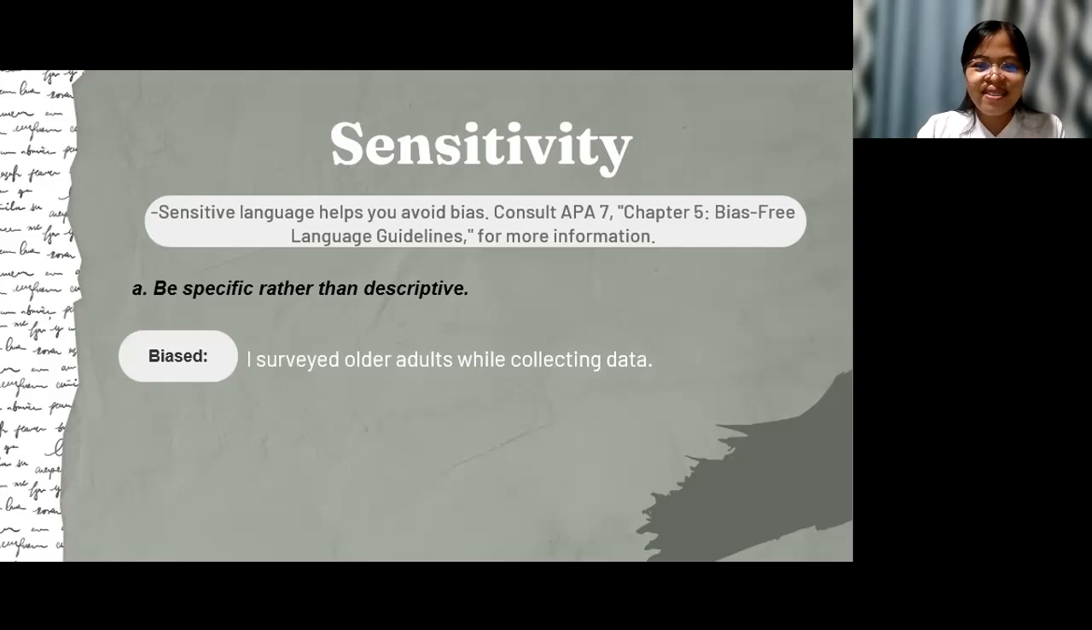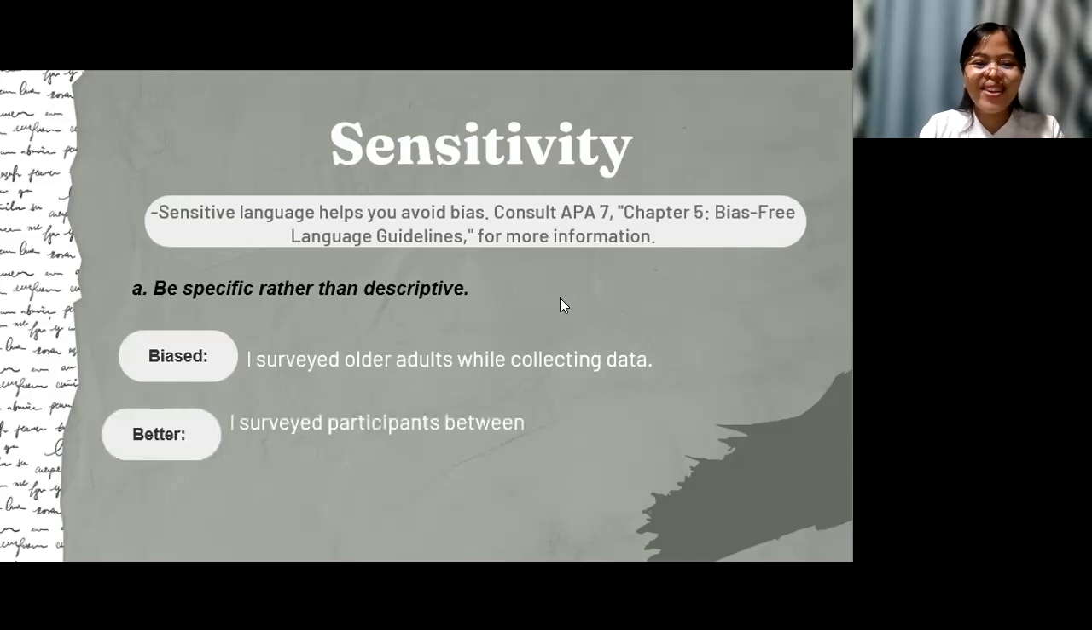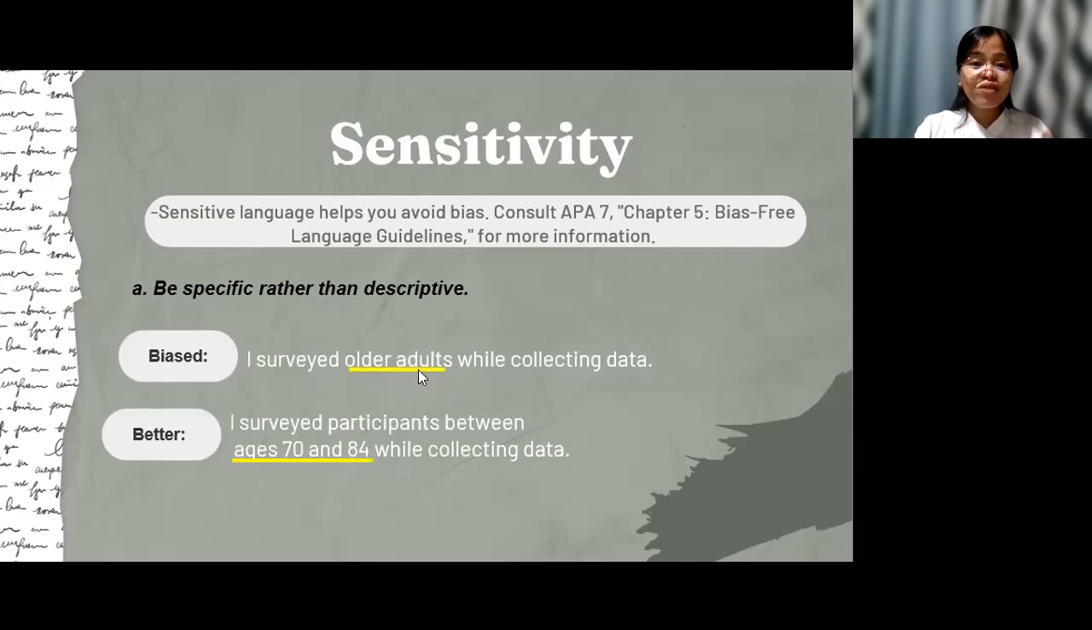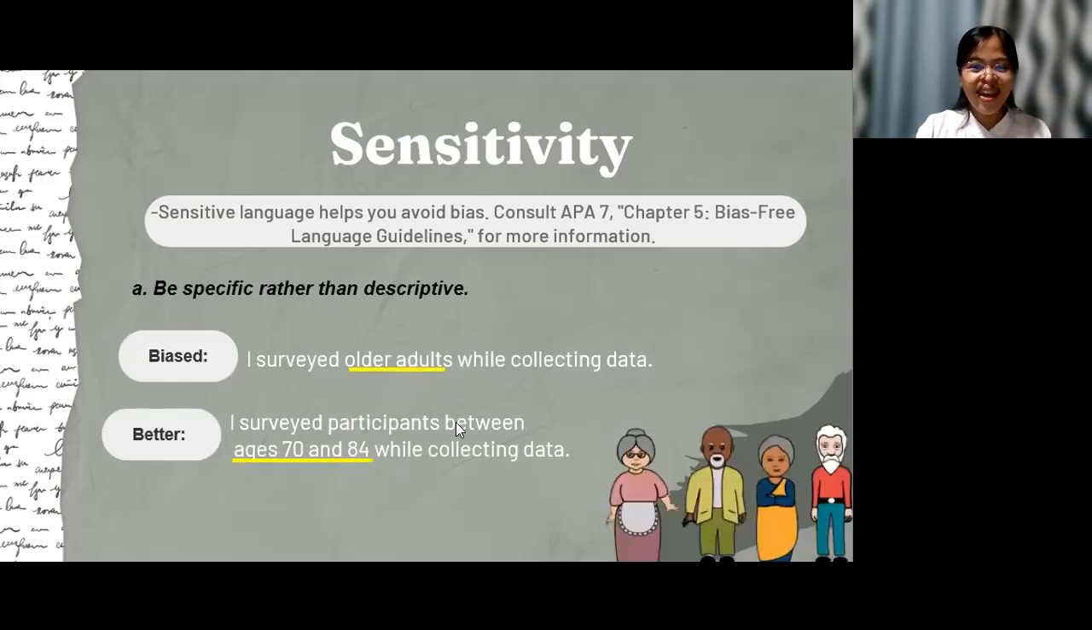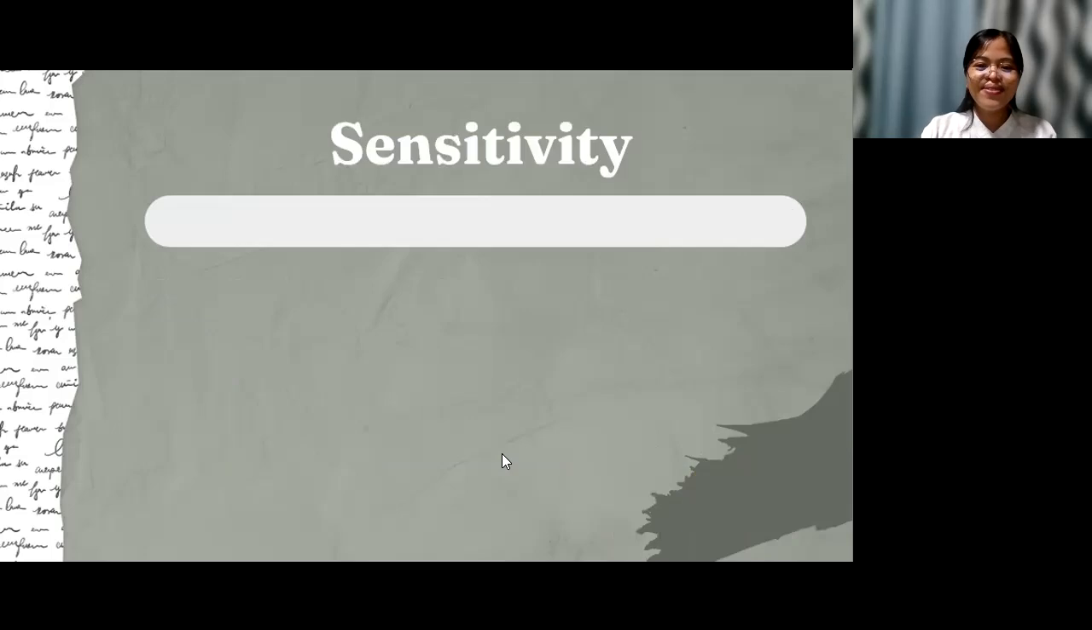Oh, so you said 60, 70, 50? Let's find out. I surveyed participants between ages 70 to 84. So those are older adults. Instead of saying older adults, we have to be specific about their age. I also tried my best to find illustrations that describe different backgrounds. All right, let's continue.